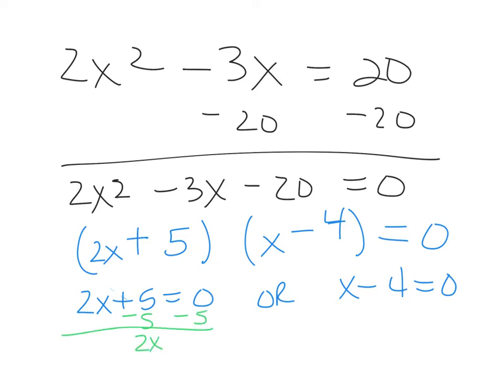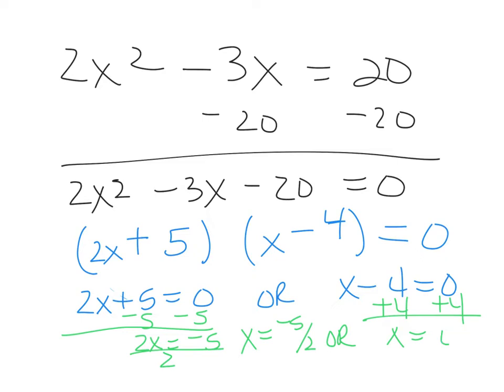And I get 2x equals negative 5. Divide by 2. So x is negative 5 halves. Or over here, add 4 to both sides. x is 4. So my two solutions to this problem are negative 5 halves or 4. So if x were negative 5 halves, this problem at the top would work. If x were 4, this problem at the top would work.